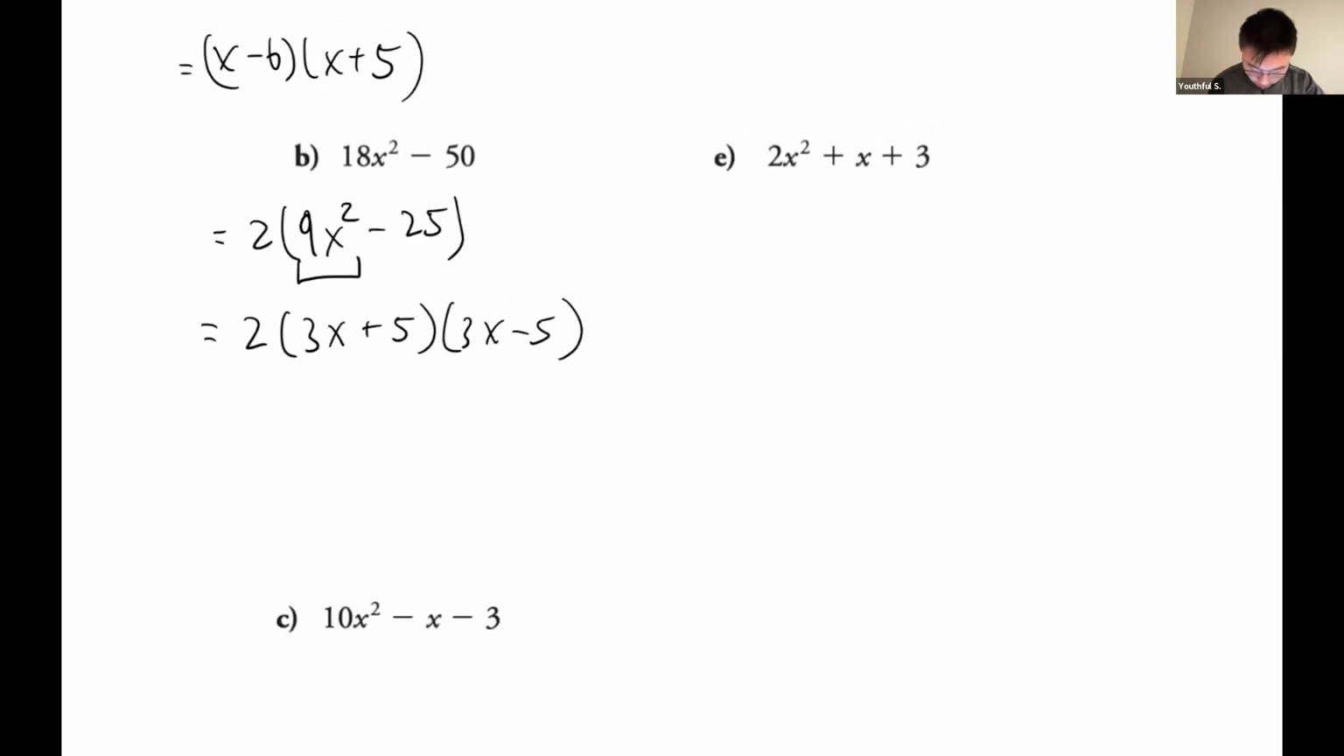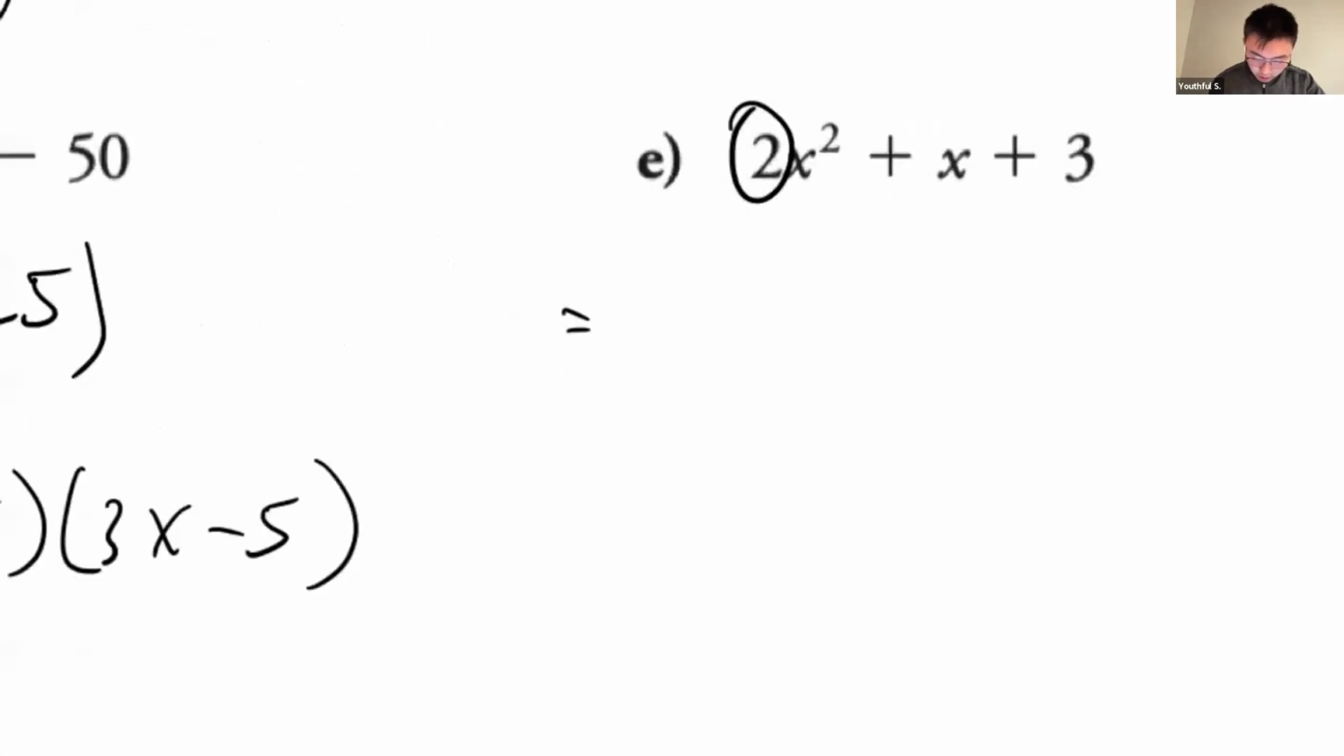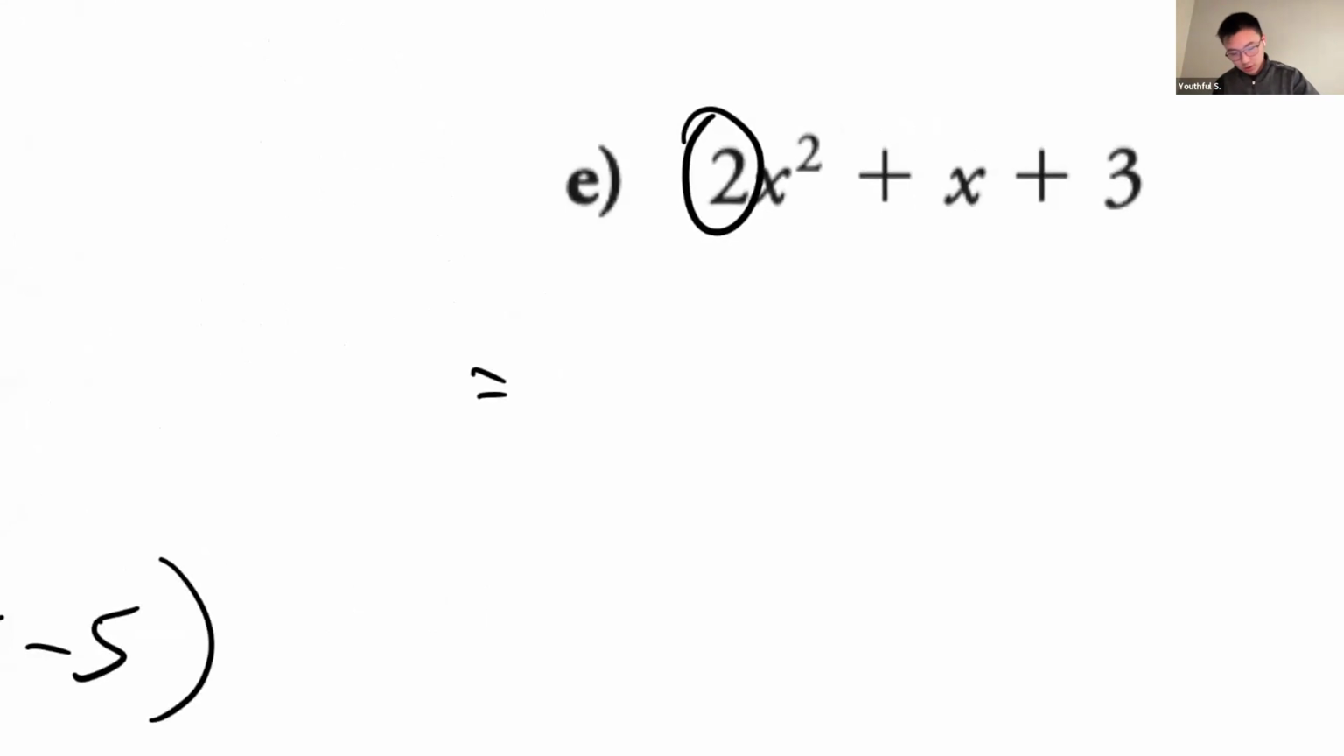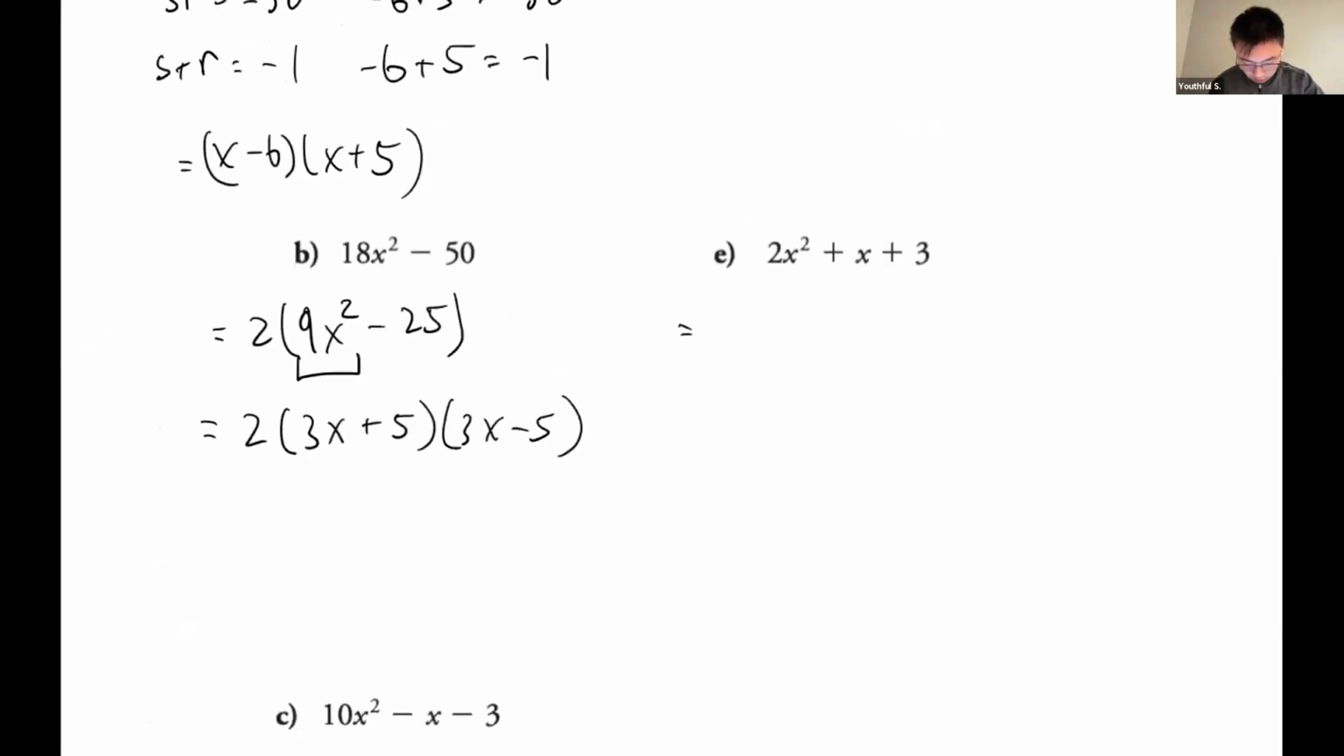I'm kind of doing this out of order, but okay, E. This is the example where the x squared coefficient does not equal 1, so it's a little bit more complicated. There's two main ways to do it. The first way is this. You know the form of the answer is going to be 2x, and then here there's going to be an x, right? Because x times 2x is 2x squared.